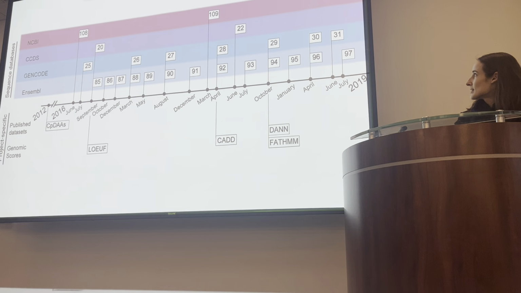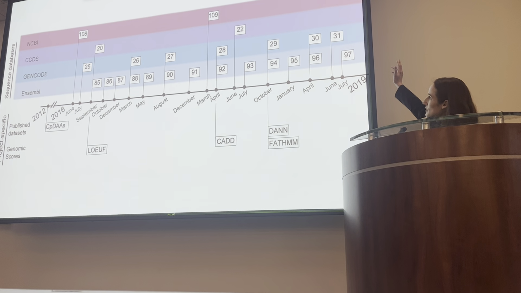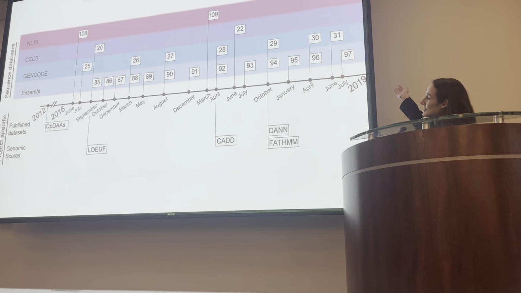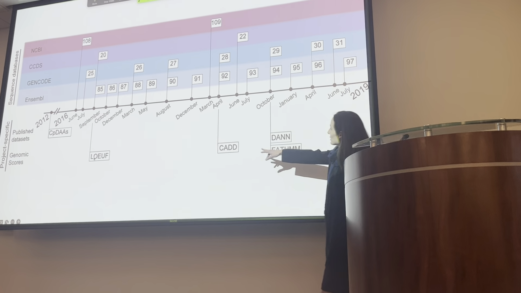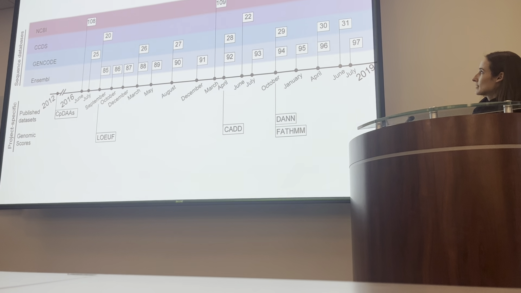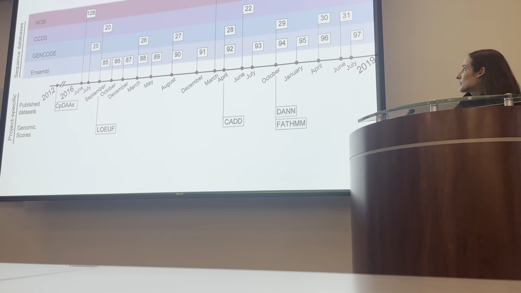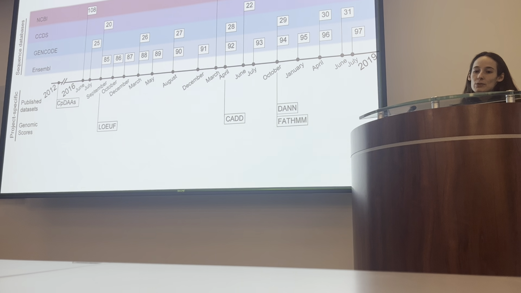Part of the reason there's data loss is because the databases that are used for sequence information, like NCBI, CCDS, GenCode, and Ensembl, have frequent updates and they're asynchronous. You can see the data sets that were needed for our project over here, with some overlapping certain versions. For example, the CADD score we used is based on Ensembl version 92 and GenCode 28. But then there are other scores we were interested in using, like DANN and FATHMM, based on Ensembl version 94.